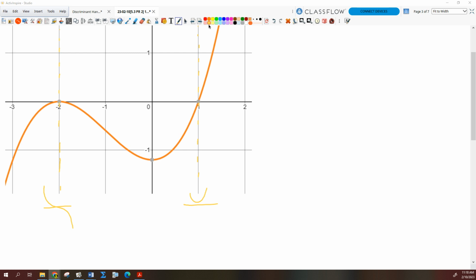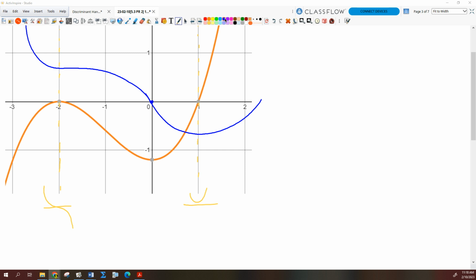So if I were to connect these in a way that made sense, it would just look something like, well, we know it goes through the origin, so it has to go through that point. So I guess it would have to do something like that, and then over here, it would just have to go something like that, right? Basically. I mean, is that the exact shape? Probably not, but that's essentially what it's got to look like.